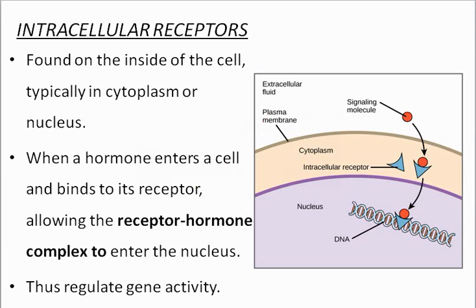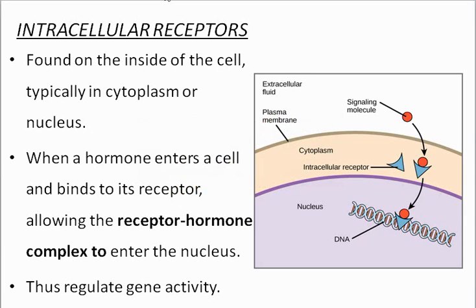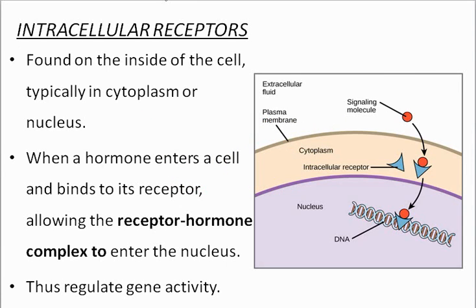When a hormone enters a cell and binds to its receptor, it causes the receptor to change shape, allowing the receptor-hormone complex to enter the nucleus and thus regulate gene activity. Many signaling pathways involving both intracellular and cell surface receptors cause changes in the transcription of genes. However, intracellular receptors are unique because they cause these changes very directly, binding to the DNA and altering transcription themselves.